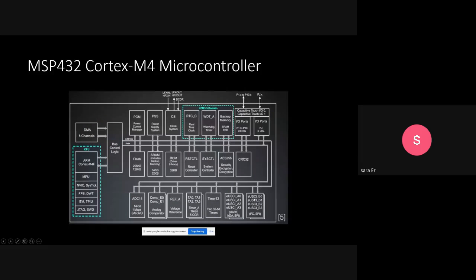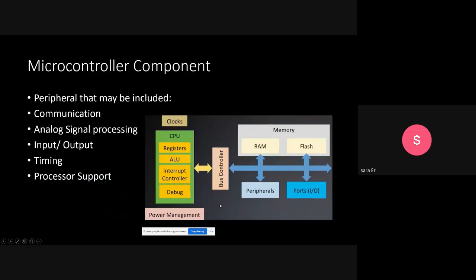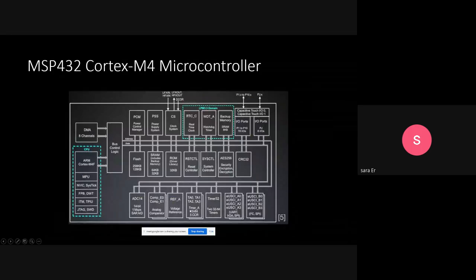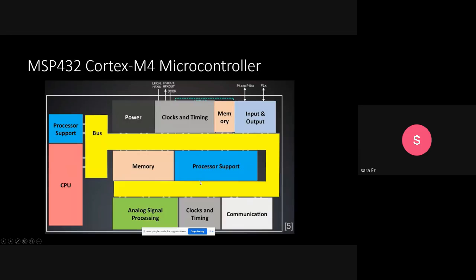Communication is via USCI, UART, SPI, Serial Peripheral Interface, and I2C, and clock and timing are here. There is a 16-bit timer here and two 32-bit timers here. And also input-output ports, memory, clock, and timing, all of them inside the Cortex M4 microcontroller.